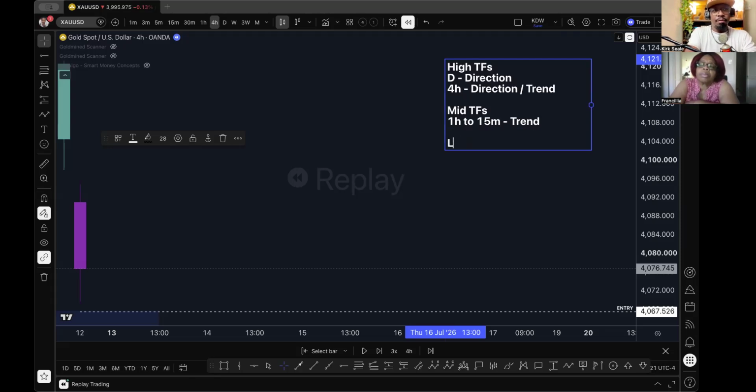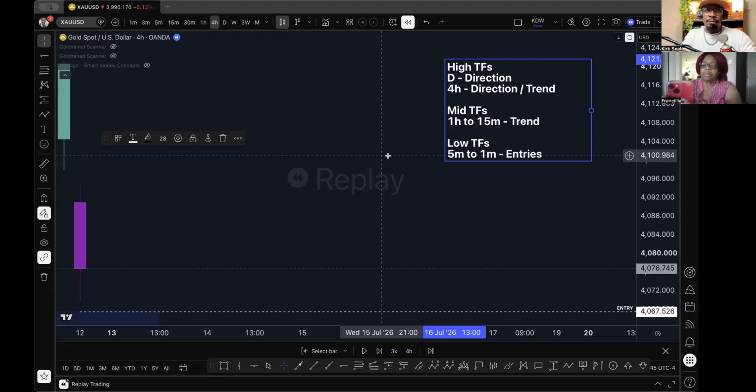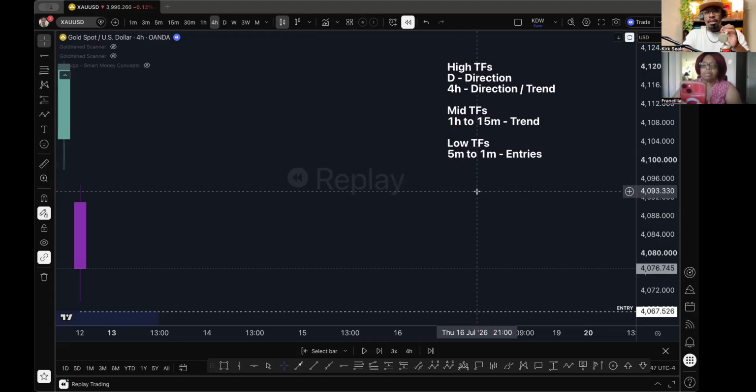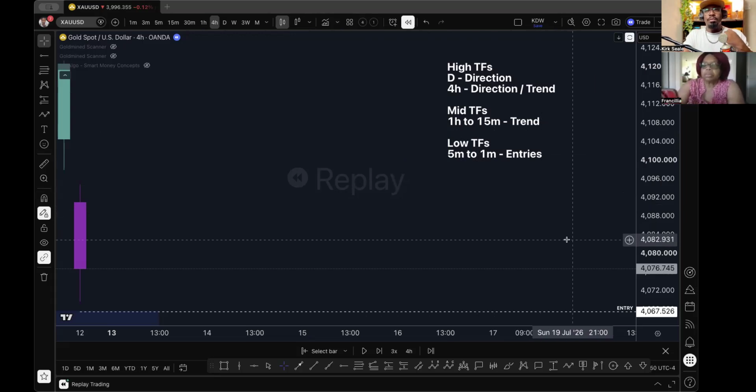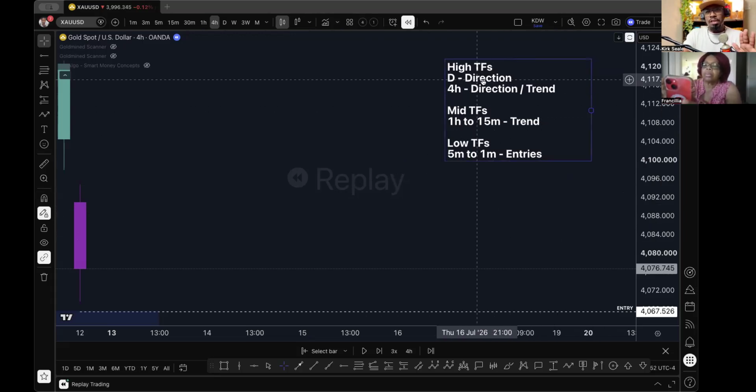And then the low time frames, these are now the details. This gives us the 5 minute to 1 minute. These are going to give us our entries, right? This is going to tell us, okay, this is when we're going to get into the market. We want those low time frames so we know the exact moment that we are going to get into the market, right? That's what these different time frames are doing for us. And we utilize all of them.